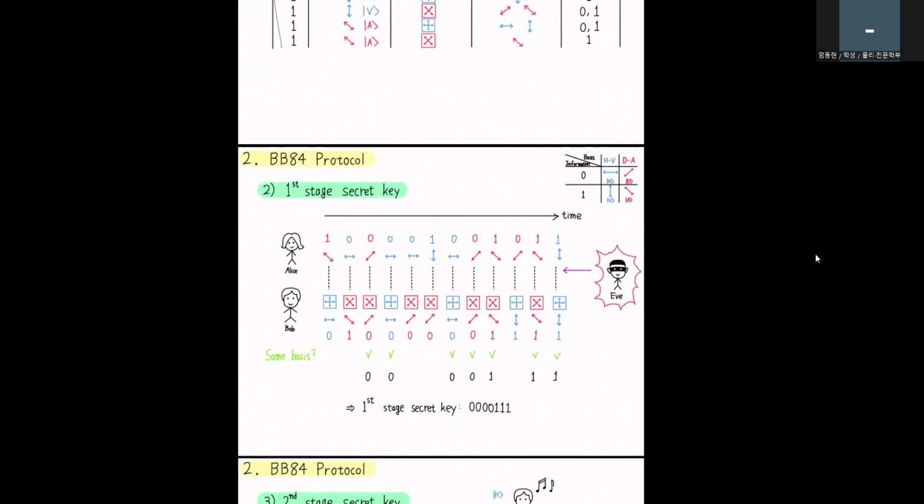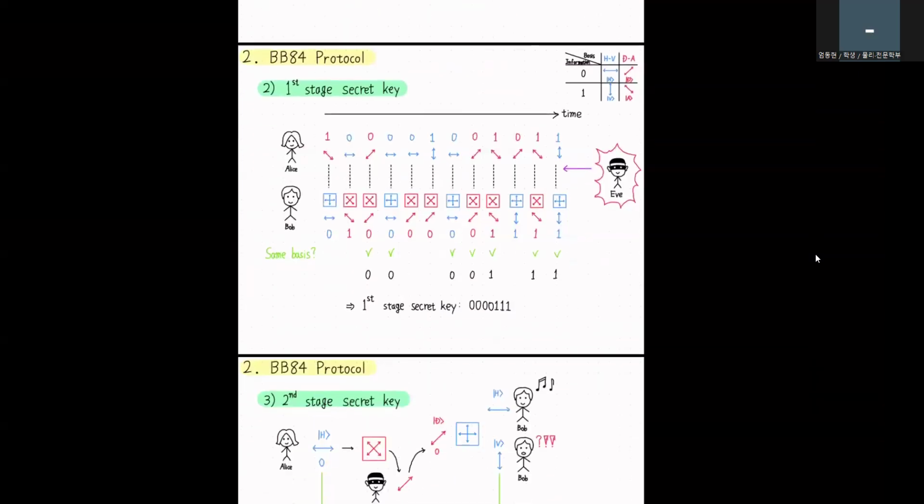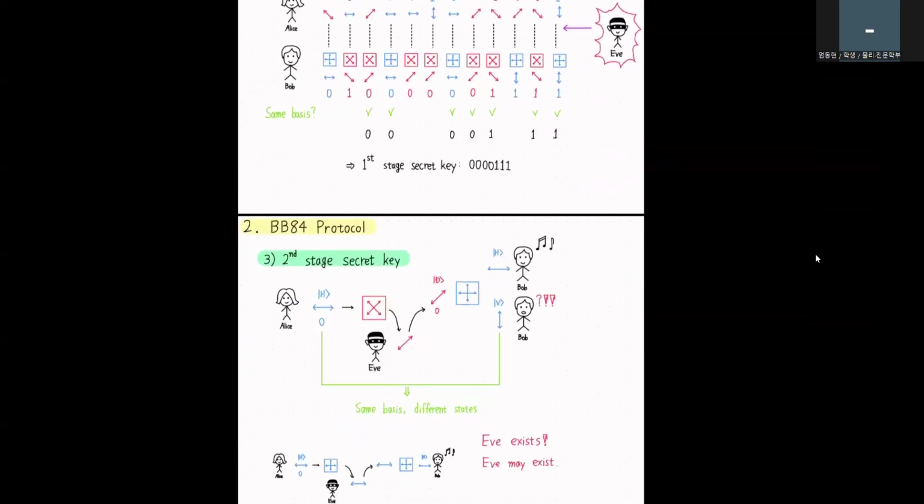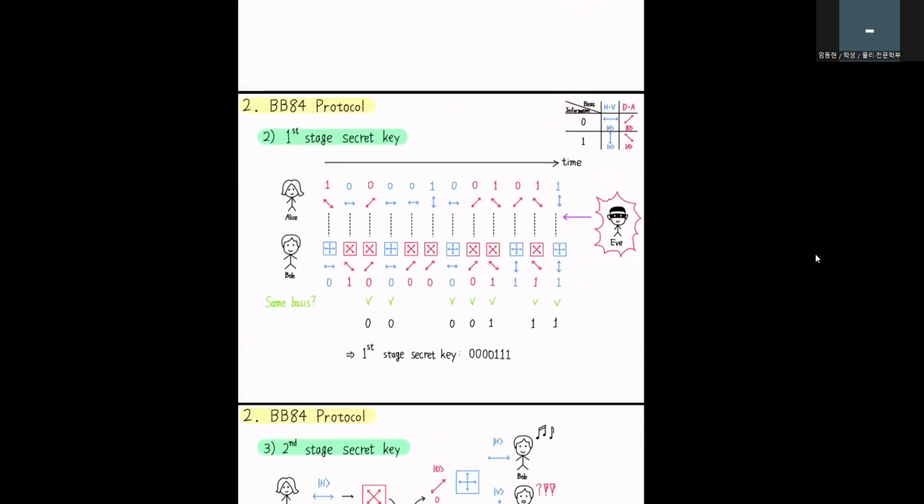So let's say in the first stage, Alice sends messages to Bob using this procedure. And so in the first stage of the secret key, she sends this message, of course.